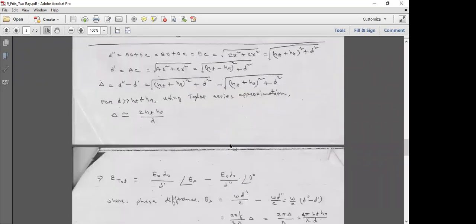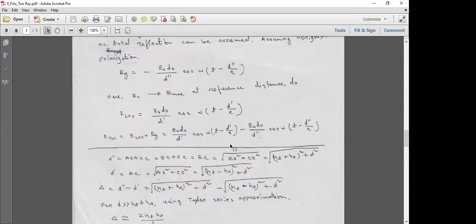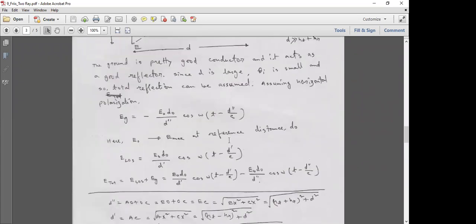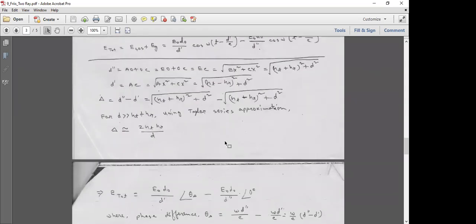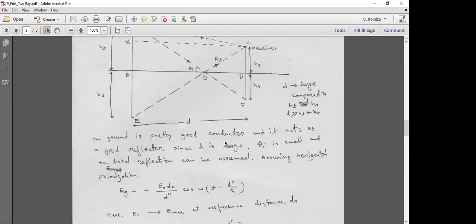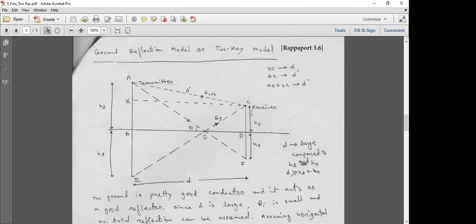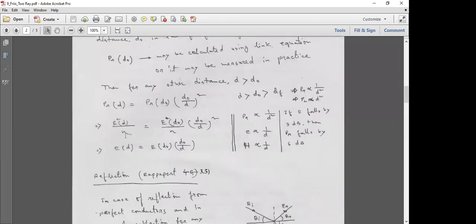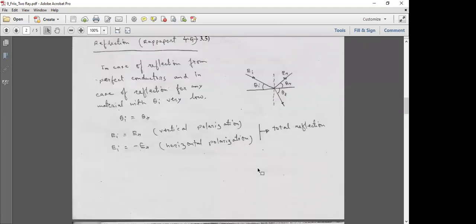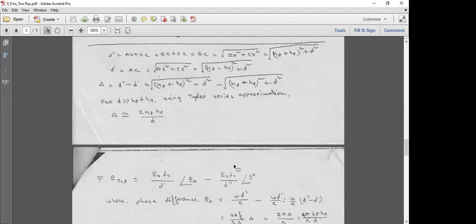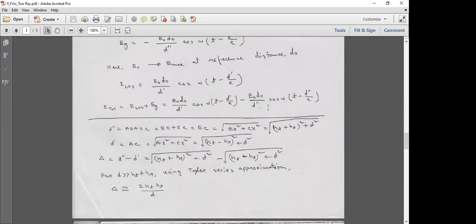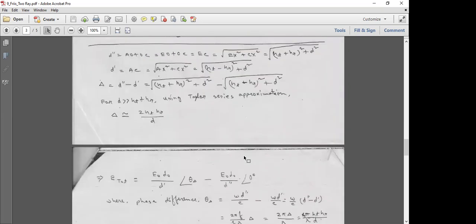Now we are interested in the power that we receive at the other end. That's why we are doing all these derivations. So let's calculate the electric field at the receiving end. Once we have the electric field, we can find the power: E squared by eta gives you the power. For the electric field, we have to sum up these two, and there's a phase difference.